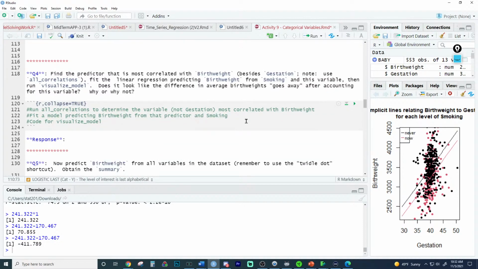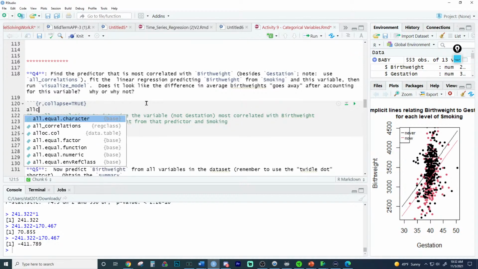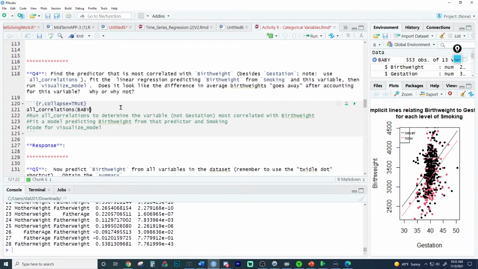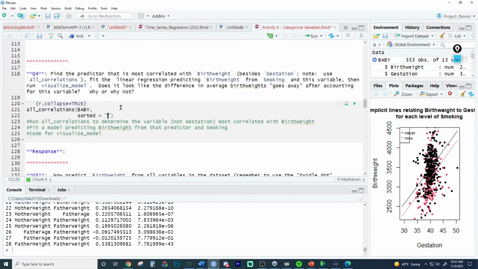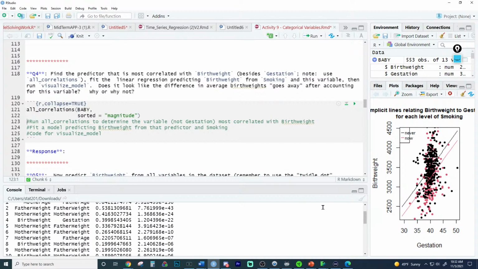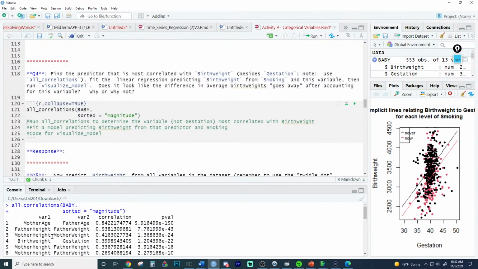Find the predictor that is most correlated with birth weight besides gestation using all correlations. So using all correlations, we can run the baby data set. This will do all correlations, but we want to do sorted equals magnitude. Always double check, make sure it's still sorting down here. This is sorted, and now we see right here the following.